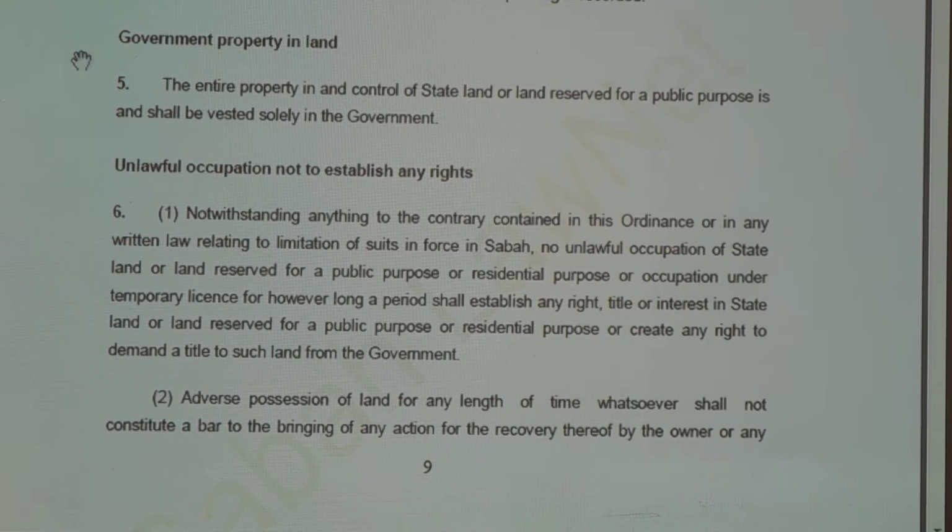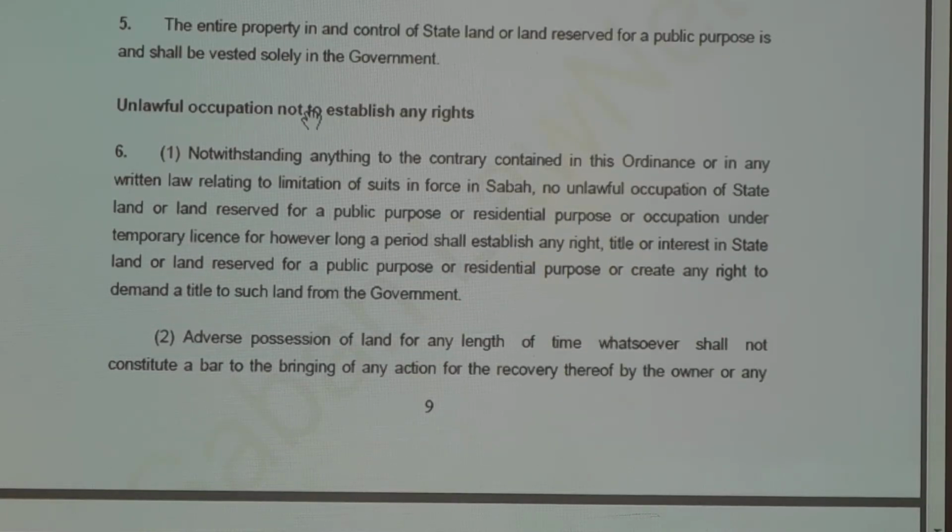As I mentioned earlier just now, Section 5: the entire property in and control of state land or land reserved for a public purpose is and shall be vested solely in the government. So all the land in Sabah is basically state land. And when they alienate the land to you, they alienate only a lease to you. Just because you occupy state land does not give you any rights.